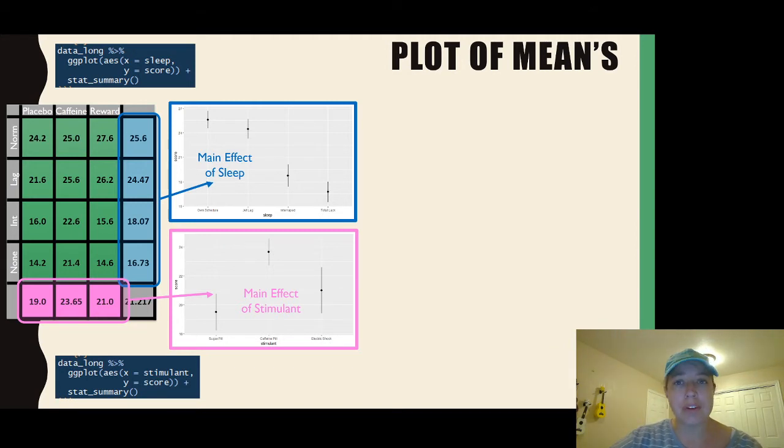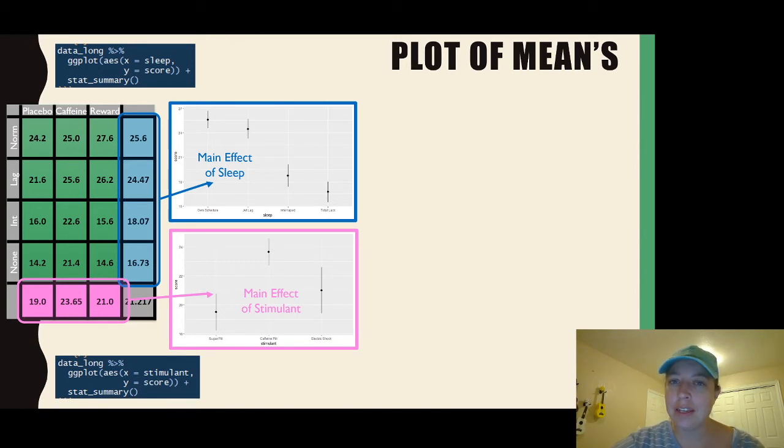Now, it's important not to take this too seriously at this point, because this is just a visualization and it isn't a p-value. It isn't a statistical test. And especially in this scenario, we only have 5 per cell. So we have pretty low power with small sample cells. Even though our overall sample size is 60, we've got quite a bit of standard error going on here. The second thing is this blue plot is looking at sleep collapsing across stimulant, ignoring stimulant, collapsing across it. The pink plot is looking at the effect of stimulant collapsing across sleep.